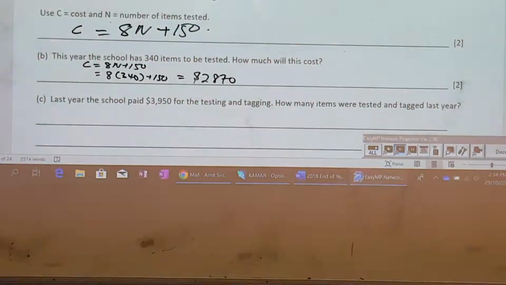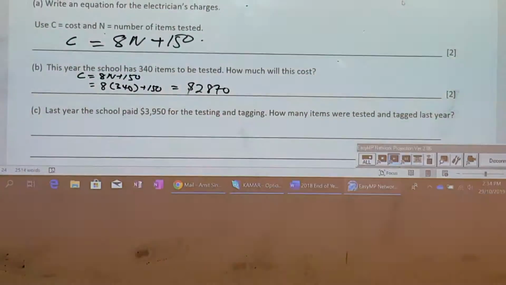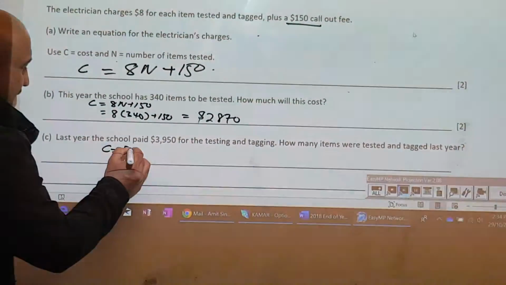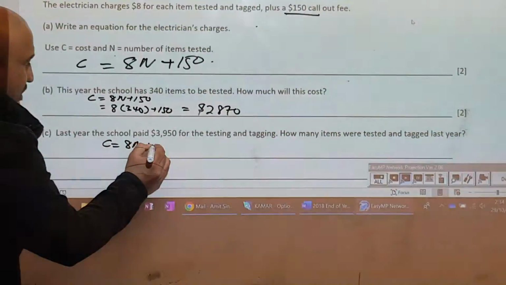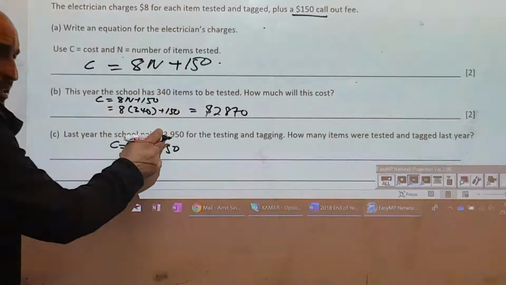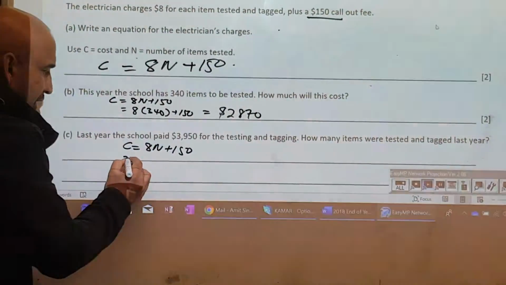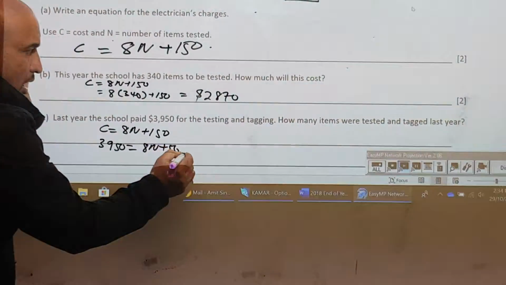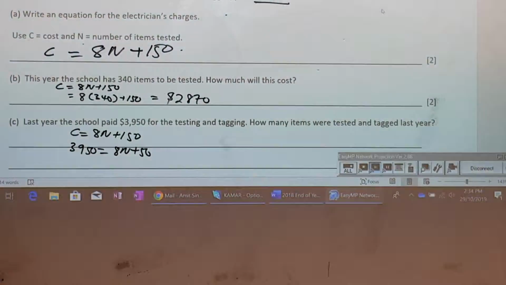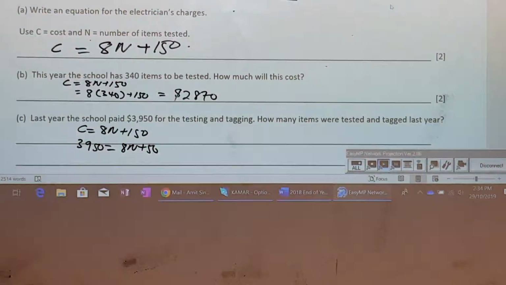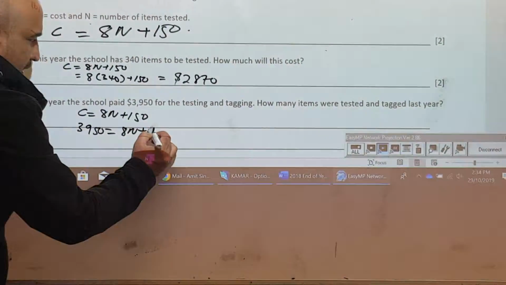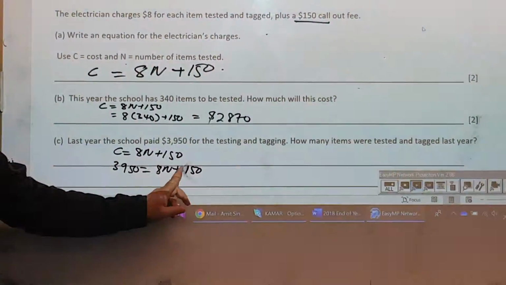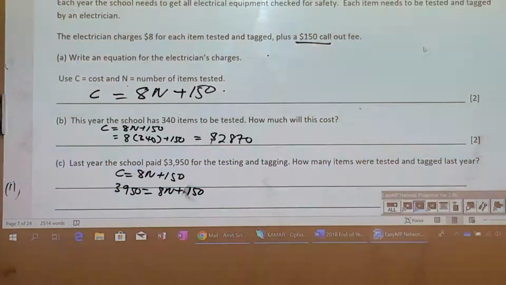Last question. Last year the school paid 3950 for testing. So the equation was cost equals 8n plus 150. How much has the school paid? The cost was 3950. How many items were tested? Now you are finding n. So 8 times what, plus 150, will give you that price, 3950.